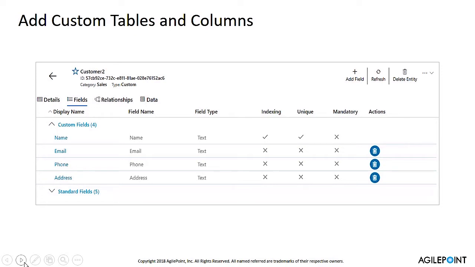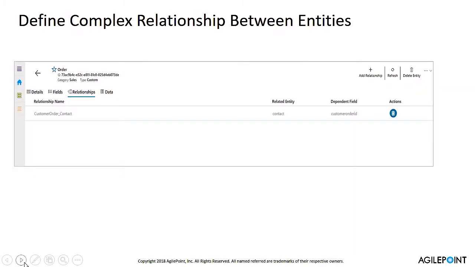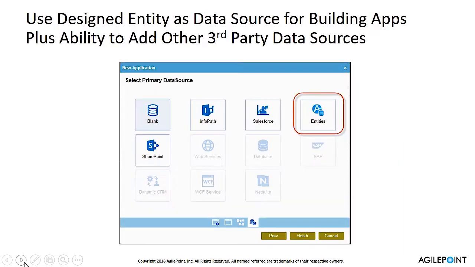So on screen here, you're seeing a very basic customer entity with a few fields. I want to create a complex relationship with a child table. Previously I had my customer entity, now I have customer orders, and I can simply create a relationship between those two tables. Once I've designed my entity, it can be used as a data source for building an application, as well as a number of other third-party data sources that may exist already.